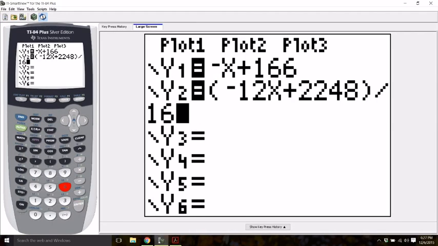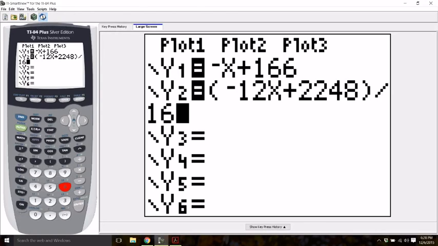Okay, so you can see that in y1 I've typed negative x plus 166, and in y2 I've typed parenthesis negative 12x plus 2248 all divided by 16. I could have gone through and divided everything by 16 in that second equation, but if I don't have to, then don't do it. We're going to let our calculator do it for us.